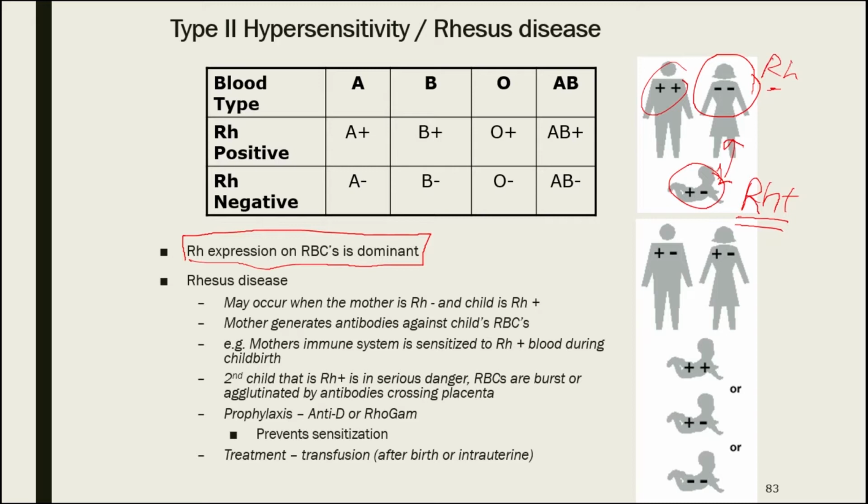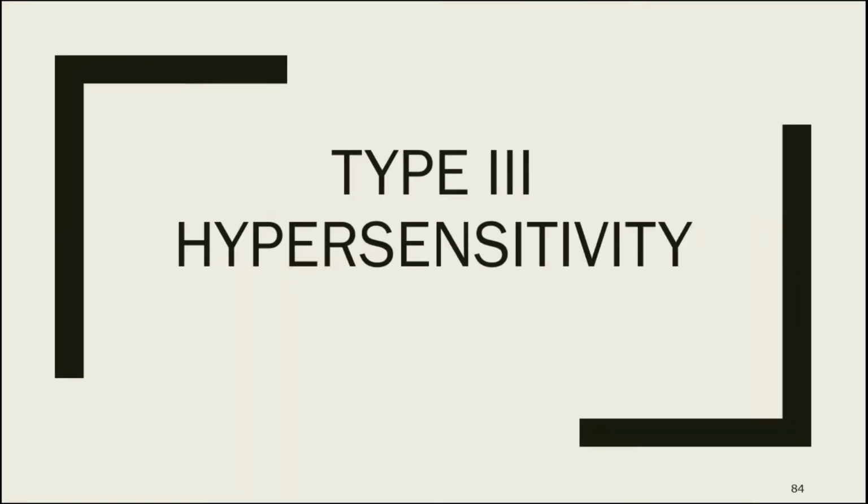Now during delivery, there is some cross blood contamination, and then mom will later start developing antibodies against the Rh plus factor, and the problem comes with the second child. In those cases, the antibody can cross the placenta and cause harm to the second child that is Rh positive. So those are some of the older concepts that we've talked about. That's why I'm just flying through it.